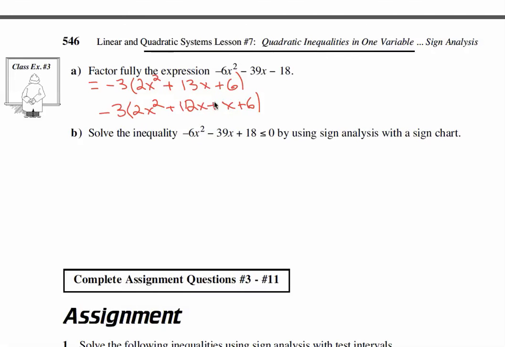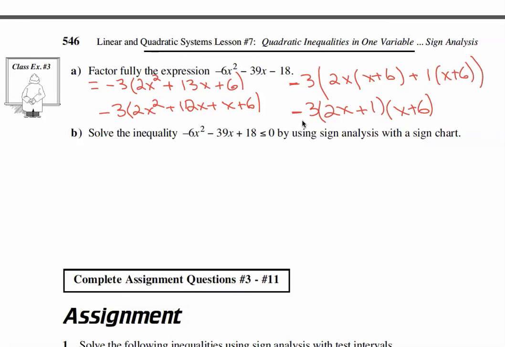So now I'm going to factor this 2x squared plus x. I factored out 2x from the first term. I now have a common factor of x plus 6, and so I'm going to factor that through. And I'm left with negative 3 times 2x plus 1 times x plus 6. Again, how did I get this from the above step?